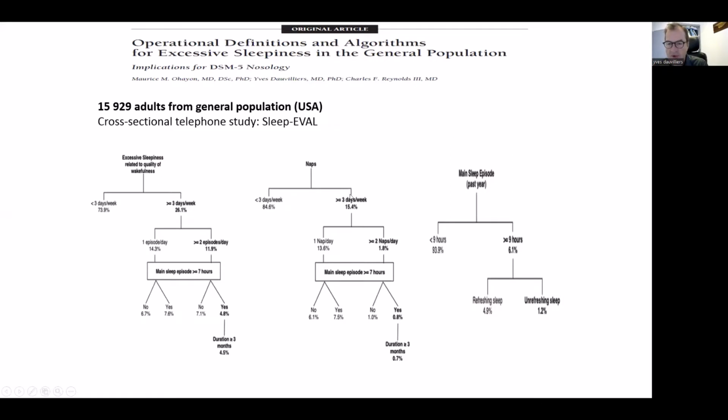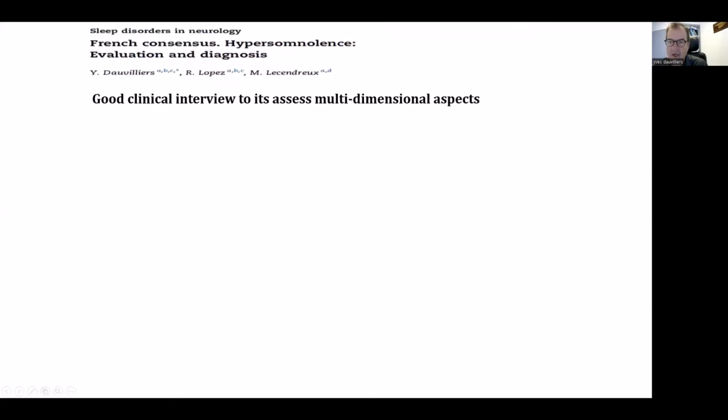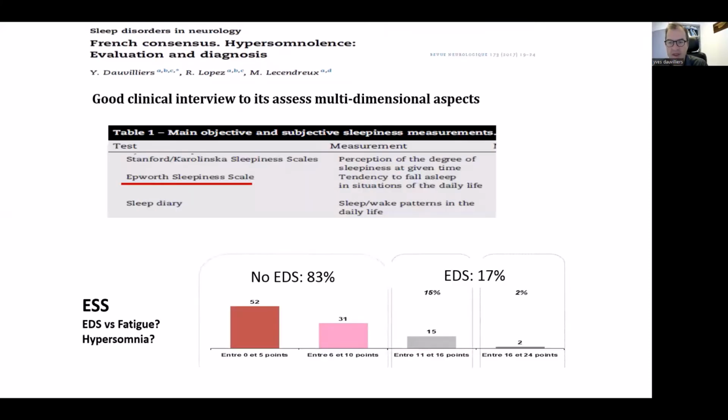Regarding the naps, if it's 3 per week, at least 2 per day, without being sleep deprived for at least 3 months, it is 0.7%. And if we go to long sleep at night, 9 hours with unrefreshing sleep in the morning, not being refreshed with bad sleep at night even if it's long enough, more than 9 hours, it is 1%. So I think the first step, as for all clinicians, is to have a good clinical interview.